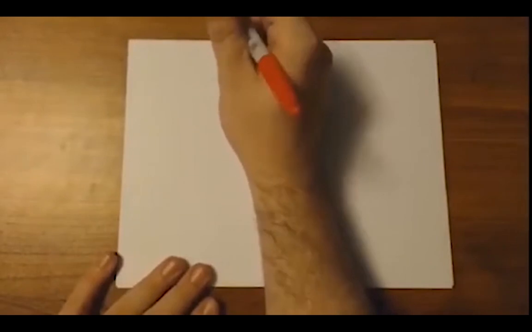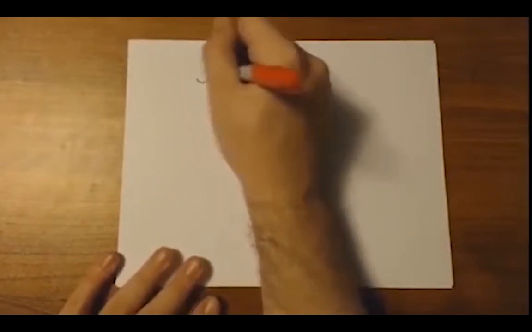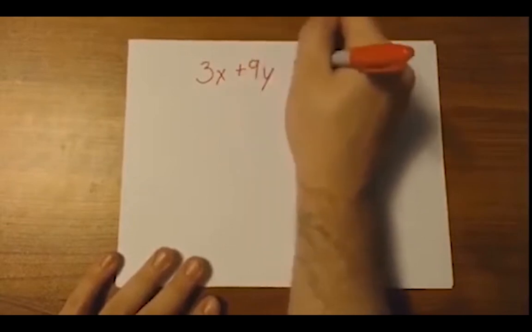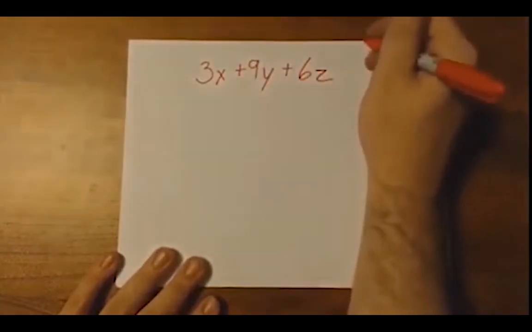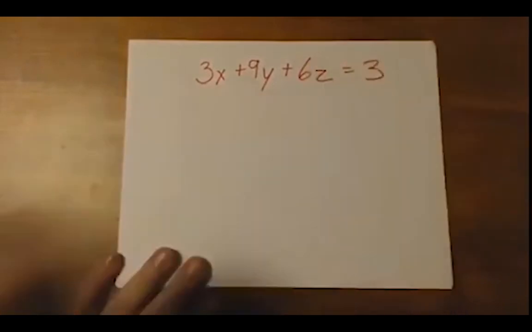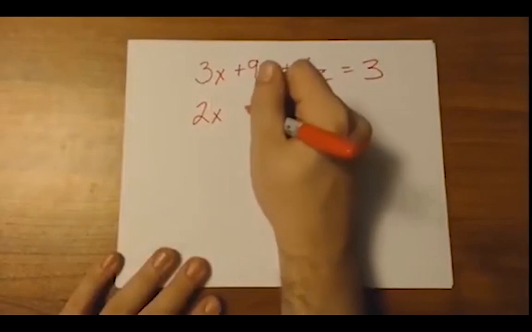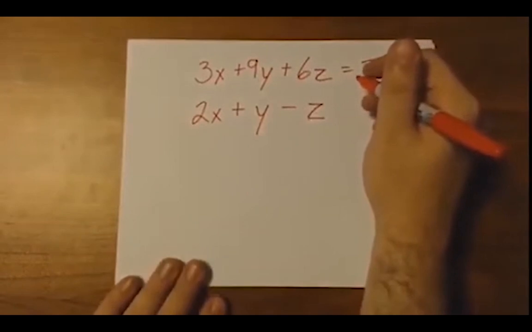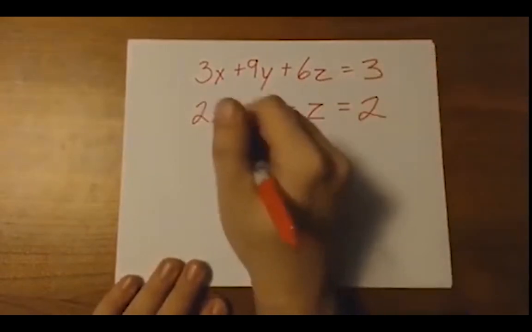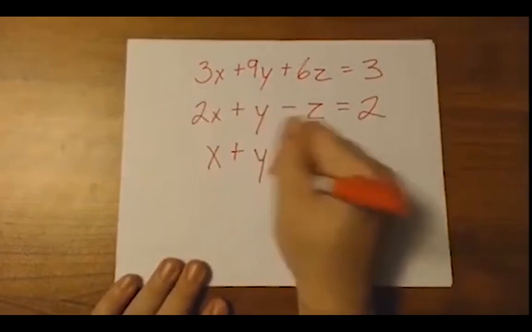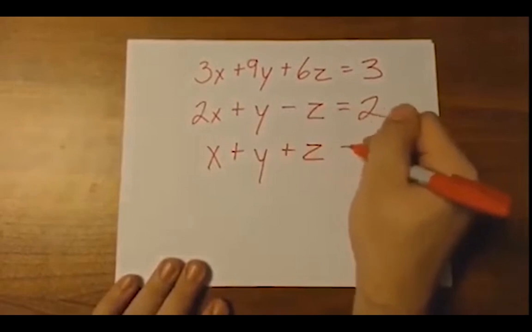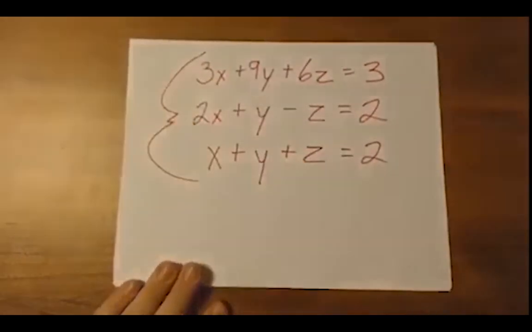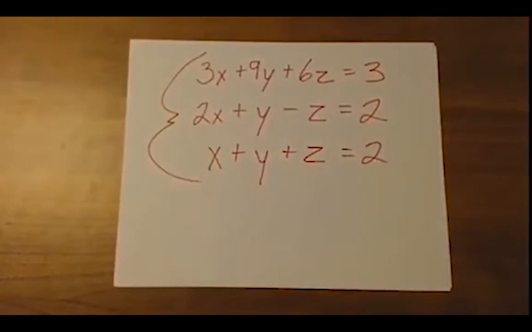Let's take a look at example 6. We have 3x plus 9y plus 6z equals 3. 2x plus y minus z equals 2. And x plus y plus z equals 2. 3 equations, 3 unknowns.